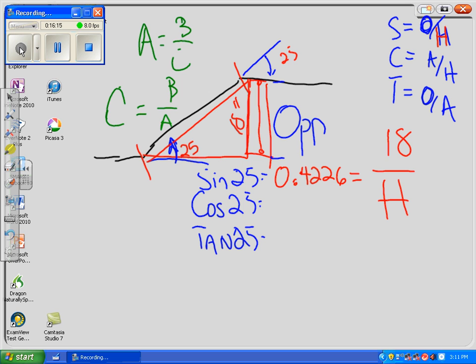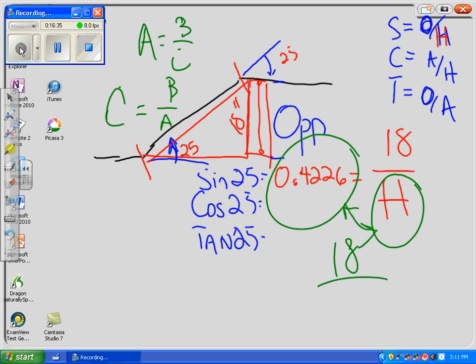But what I want you to remember, forget that. That's too hard. Just remember that you can take these two things and exchange them. That's why Hero calls it his own slip and slide rule. Just switch them. Now, it doesn't matter that you remember that you can multiply them out, divide them out. Forget all that. Just switch them. So 18 over 0.4226 is equal to the hypotenuse.